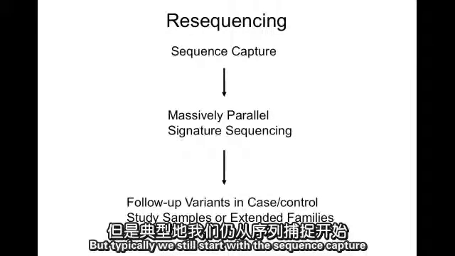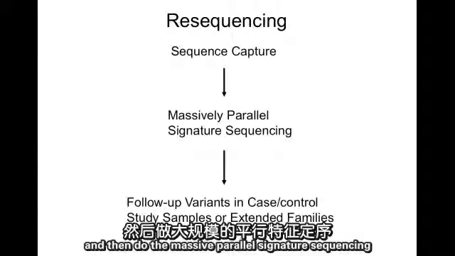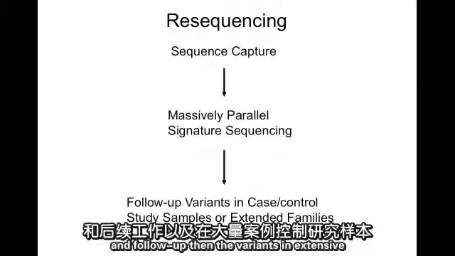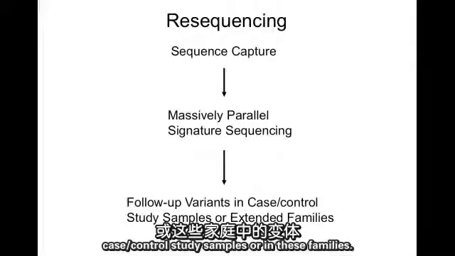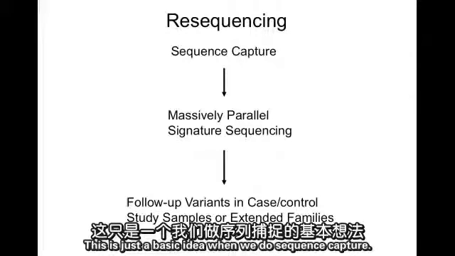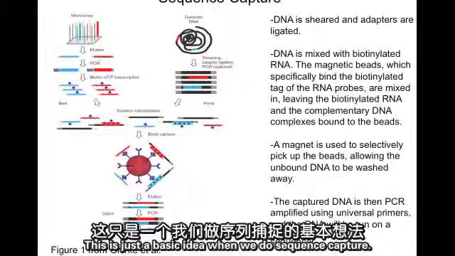But typically we still start with the sequence capture and then do the massive parallel signature sequencing and follow up the variants in extensive case control study samples or in these families. And so this is just a basic idea when we do sequence capture.